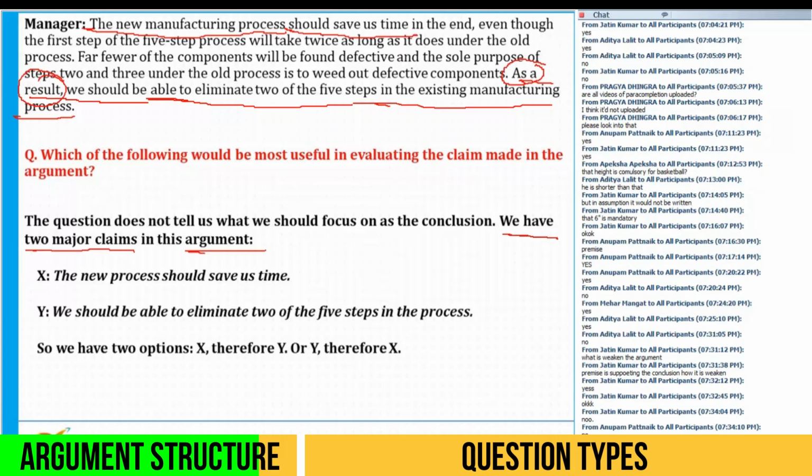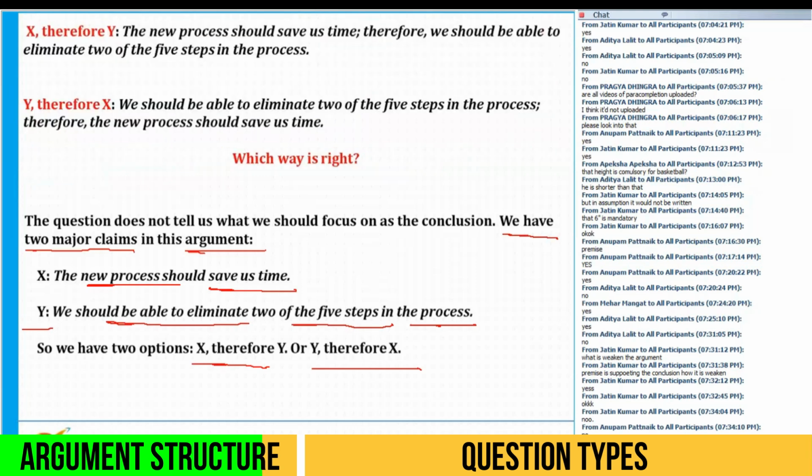The first claim, I will treat it as X. What is X? This statement: the new process should save us time. And Y is we should be able to eliminate 2 of the 5 steps in the process. This last statement. So one is X, other one is Y. So we are going to read it like this: X therefore Y or Y therefore X. Let's see what happens.